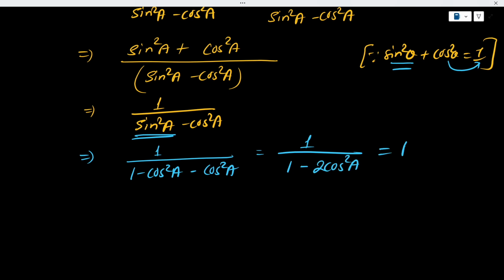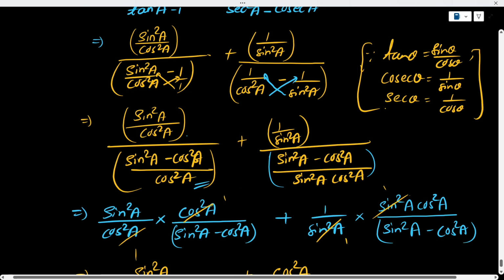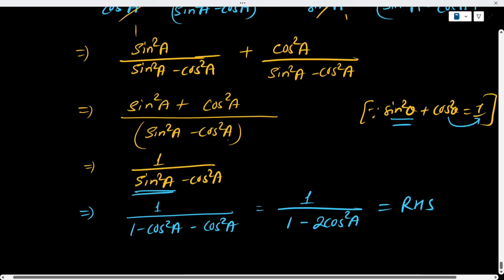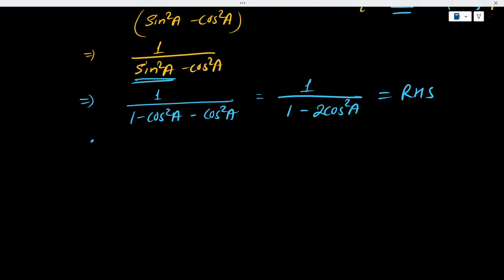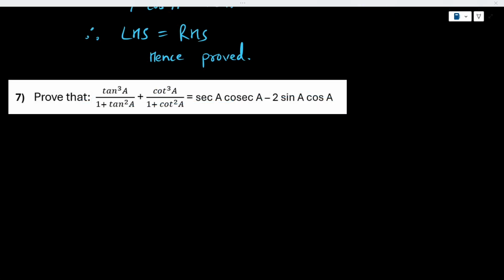Now you reach the right hand side: 1 by 1 minus 2 cos²A. You can see here we wanted this result and we reached the right hand side. So we can write down here, therefore left hand side you have shown that it's equal to right hand side, hence proved. So this is the way, again, we are using the identity in this question: sin²θ plus cos²θ is 1.